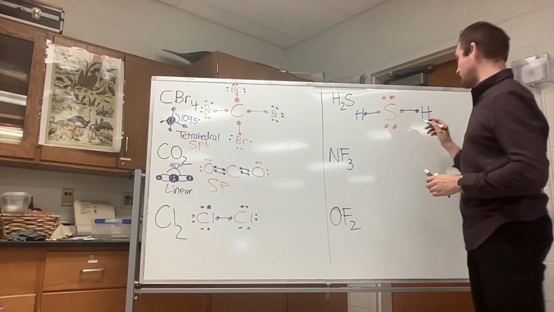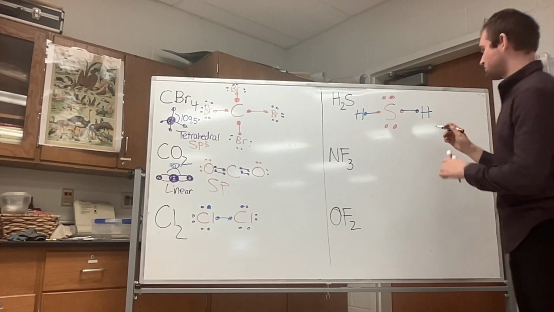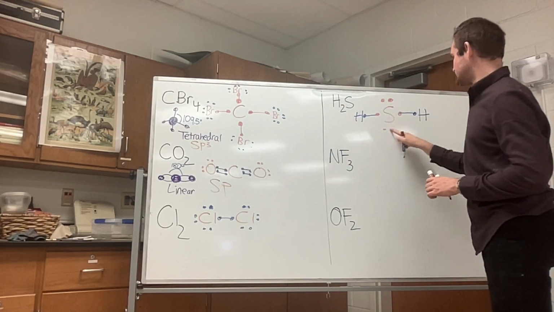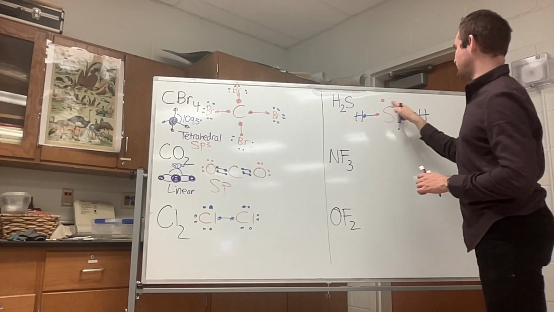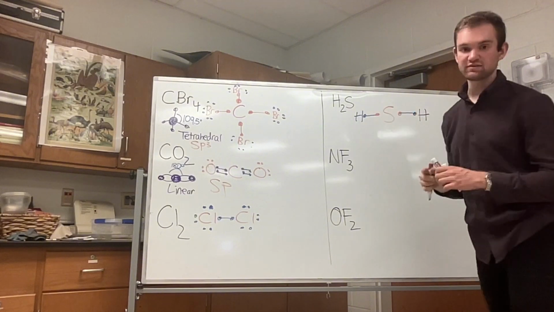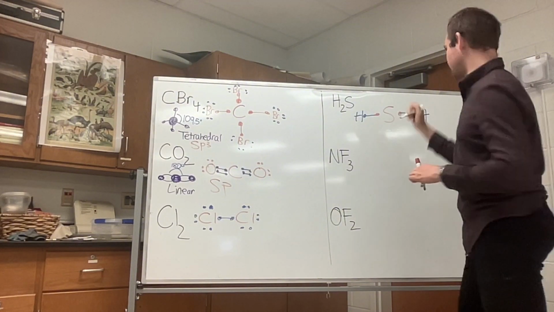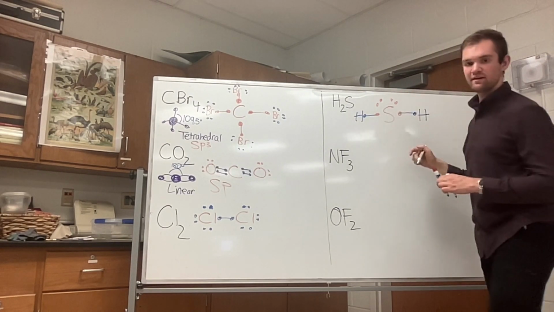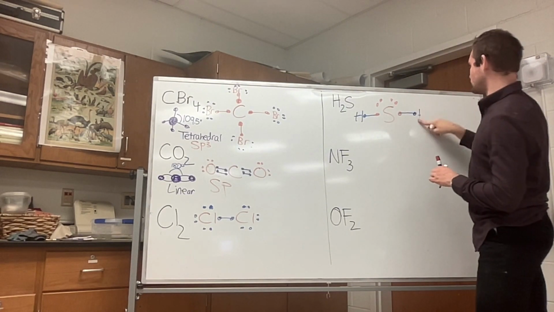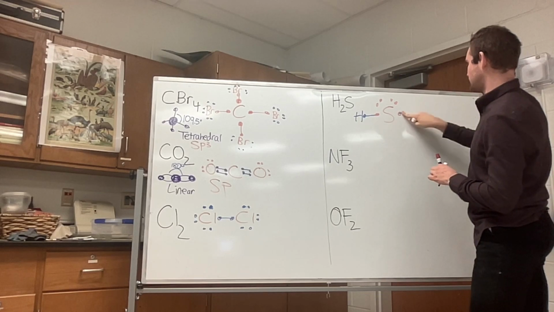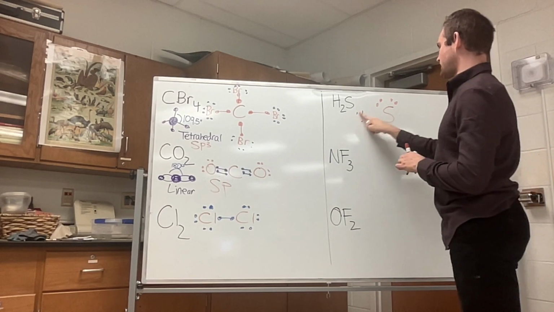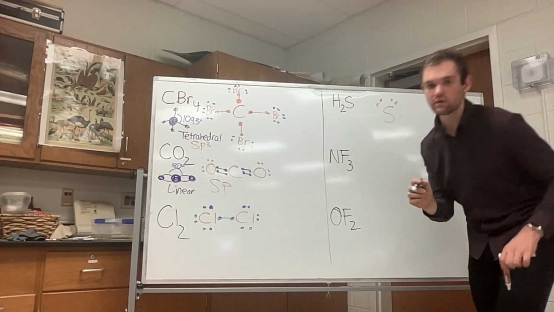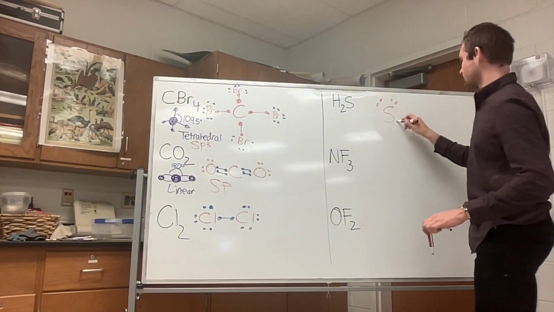So what we're going to do here is take this shape and move the lone pairs up. So this lone pair and this lone pair are going to go next to each other. So we're going to have 1, 2, 3, 4. The bonds are going to repel the lone pairs. So instead of the H's being here and being linear, the H's are going to be bent.